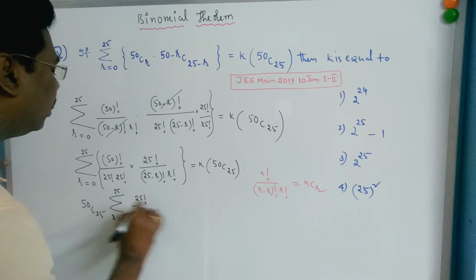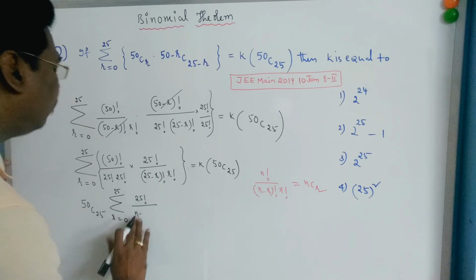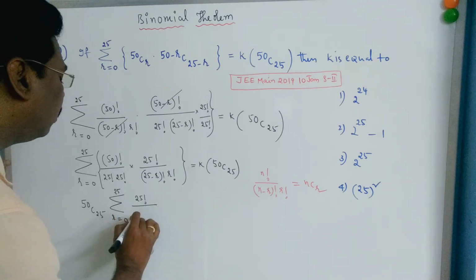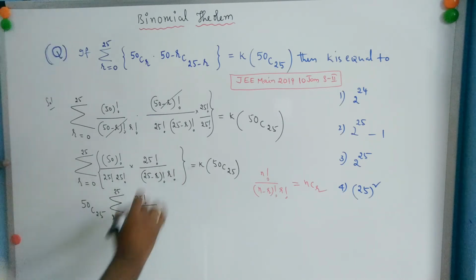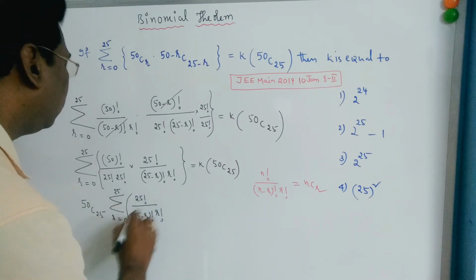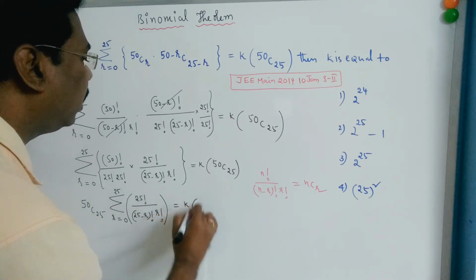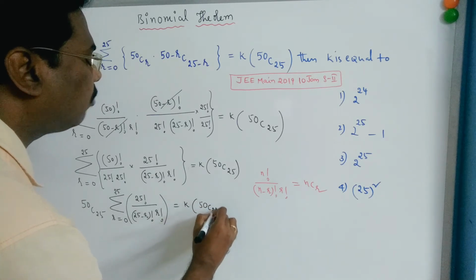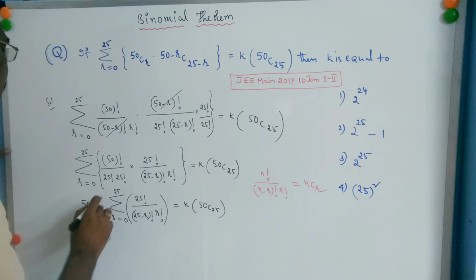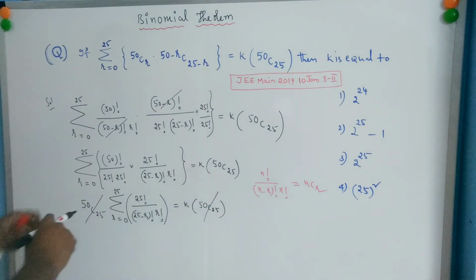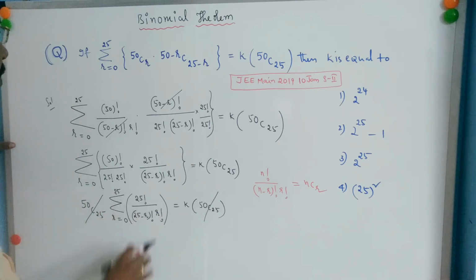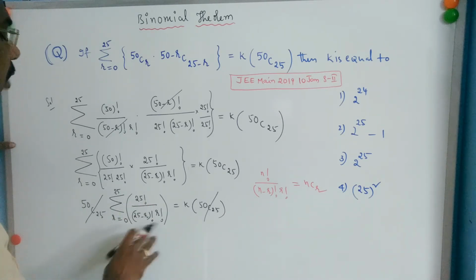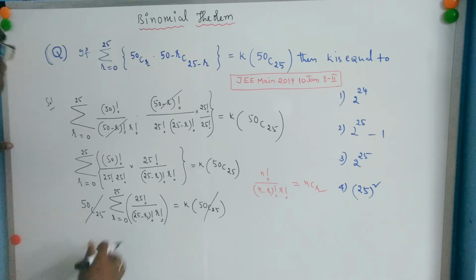25 factorial by 25 minus r factorial into r factorial is equal to k into 50C25. Okay, now 50C25, 50C25 cancel. Now r value 0 to 25. Now this value, 25 factorial by 25 minus r factorial into r factorial, can be written now here.